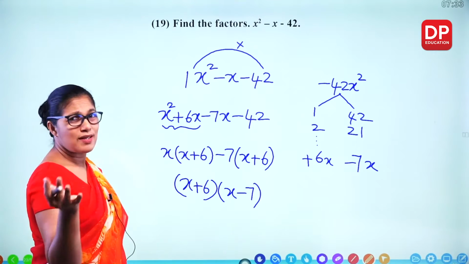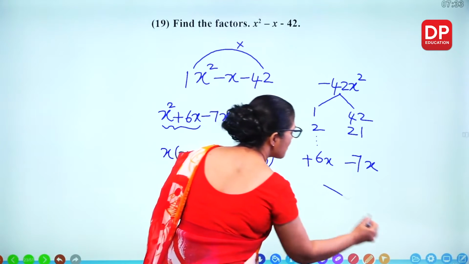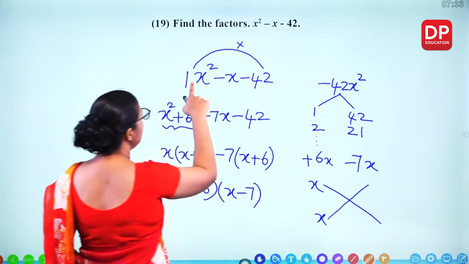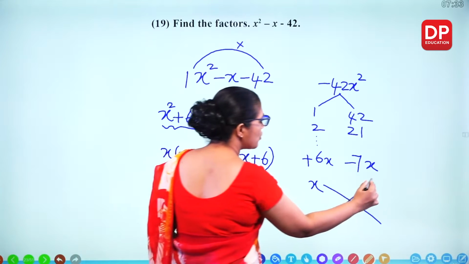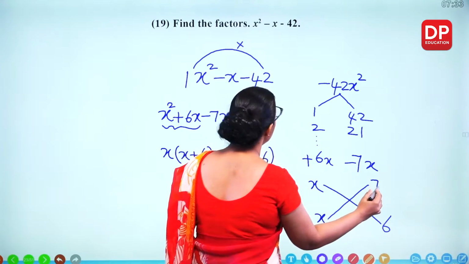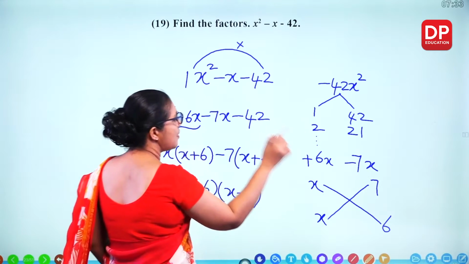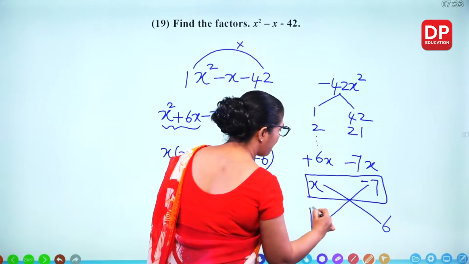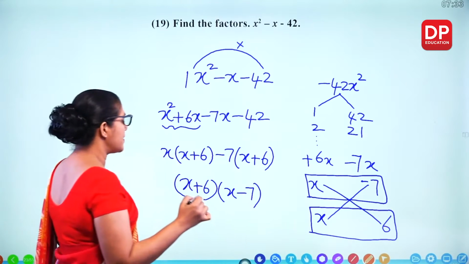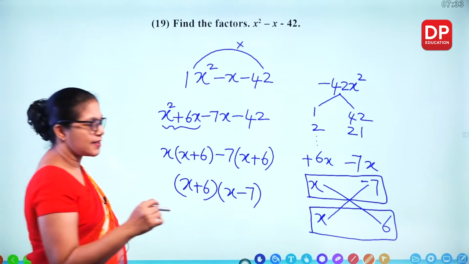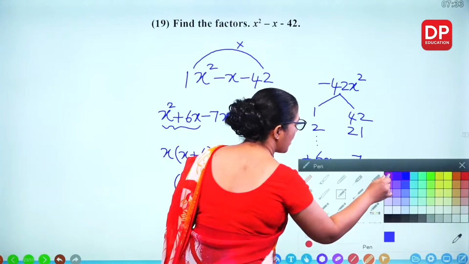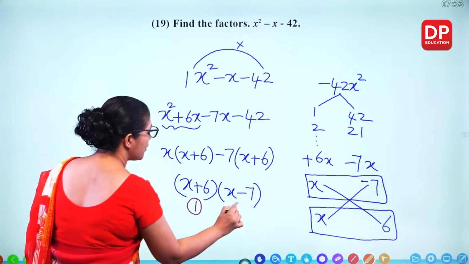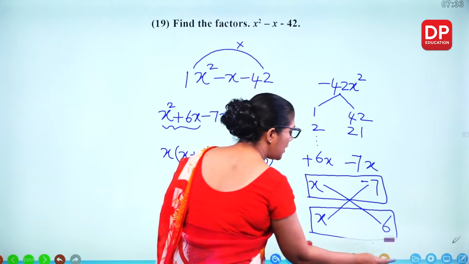If you are using the cross method, this is straightforward. You write factors of x squared here and minus 42, 7 and 6, and you take the bigger number as minus. Then you write down the factors this way: x minus 7 and x plus 6. Any method you can try. So you get 2 marks, 1 mark for this factor and 1 mark for the other one.